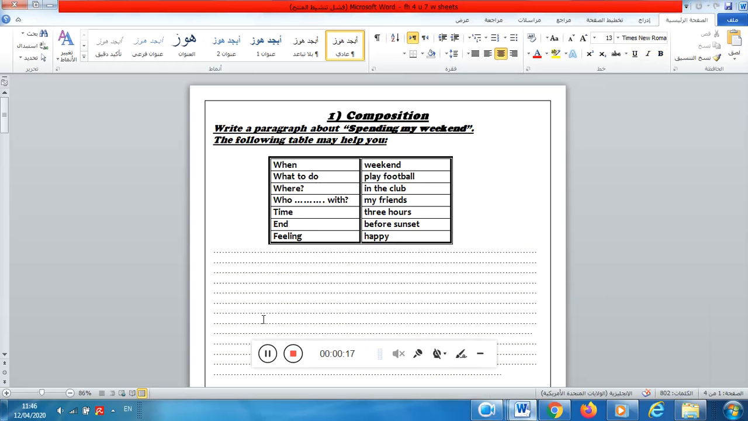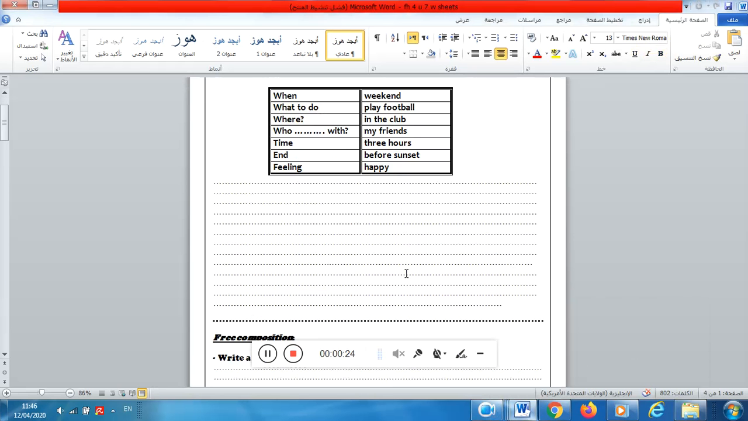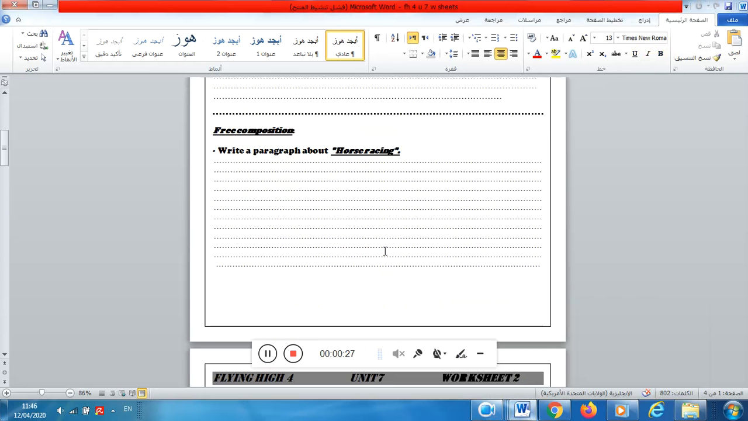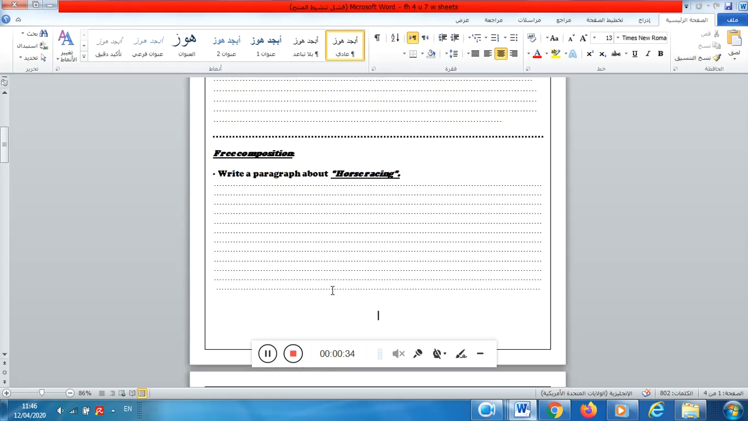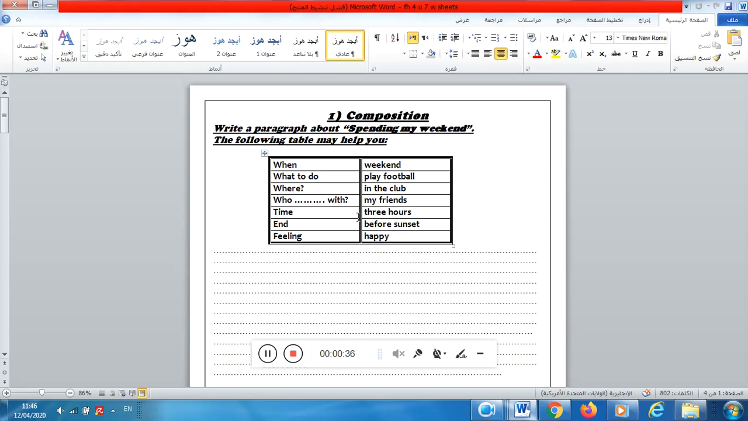Today we are going to work out the worksheet exercises for Unit 7. So how ready are you? Do you have your worksheet copy? Okay, let's start. Worksheet 7 starts with a composition exercise. Write a paragraph about spending my weekend. The following table may help you. Well, this kind of exercise is called guided writing, guided composition.